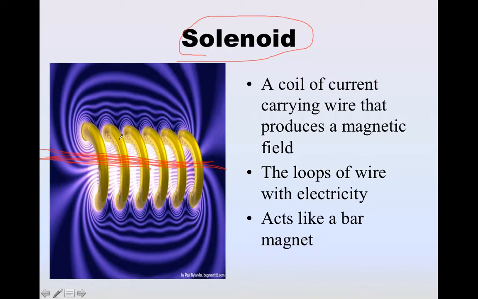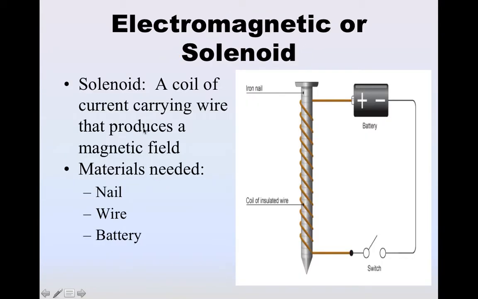So if I put it near paper clips or any items that are magnetic, it will attract those items to it, and it will act like a bar magnet. Now here's another term. Solenoids are also called electromagnets. So a simple way you could do this at home.